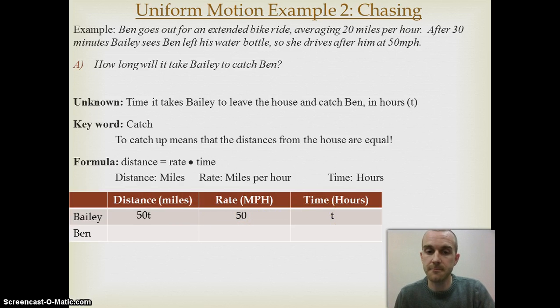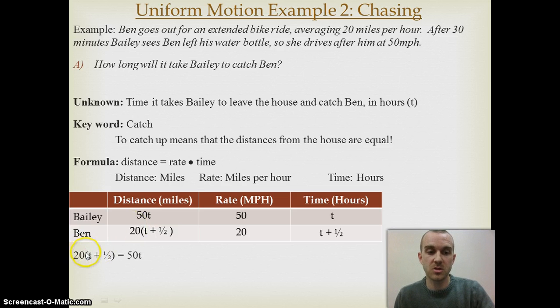Now let's look at Ben. Ben, we know, was going 20 miles an hour. We know he travels the same amount of time as Bailey, but he left 30 minutes earlier. So he traveled an additional 30 minutes, but in relationship to hours, we would say that would be an additional half of an hour, so t plus 1/2. So his distance would be 20 times t plus 1/2, that quantity. Since they traveled the same distance, we know these two expressions have to be equal.